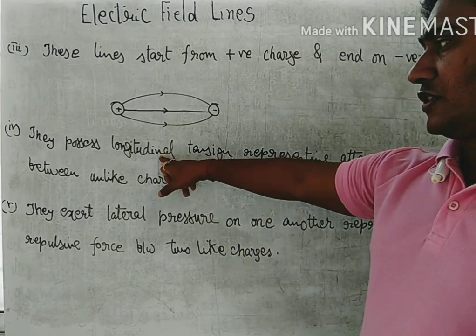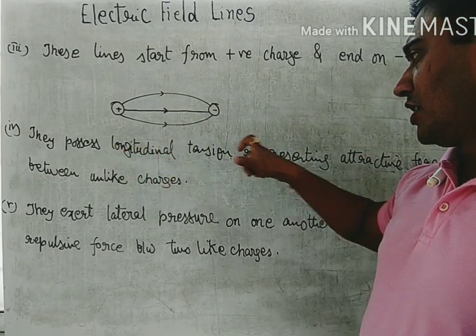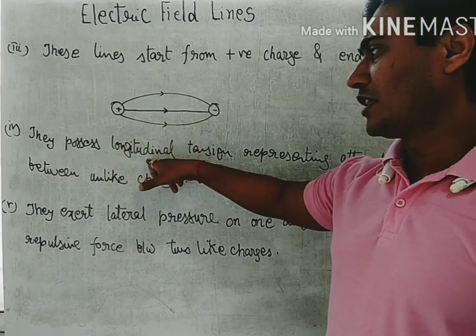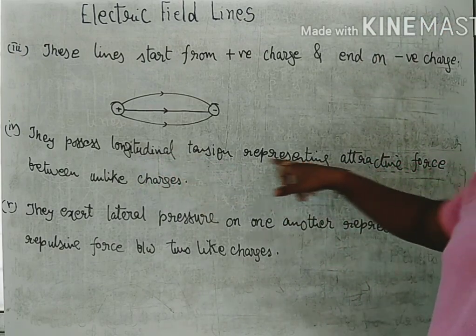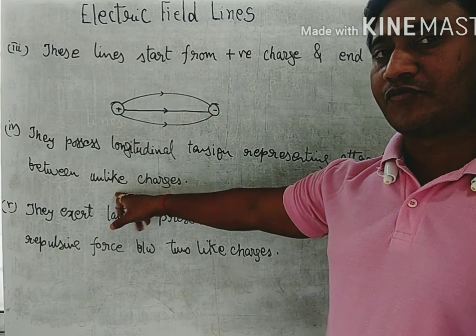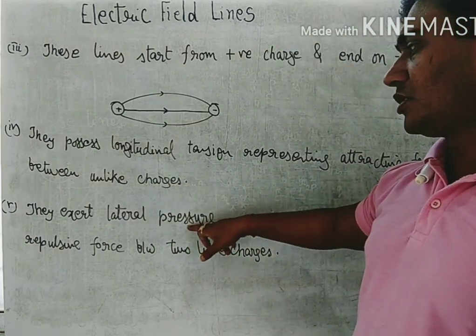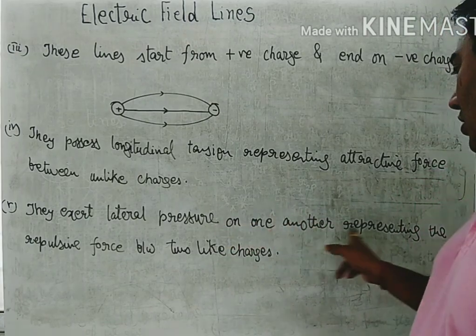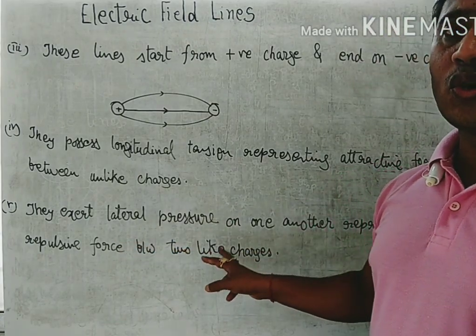Lengthwise, as we said for the fourth property, they experience a tension lengthwise, longitudinal, representing attractive force between unlike charges, and perpendicular to the length, laterally they exert pressure on one another, representing the force of repulsion between two like charges.